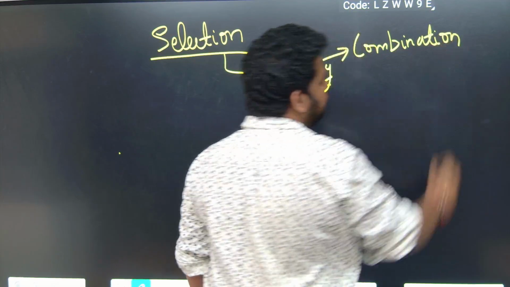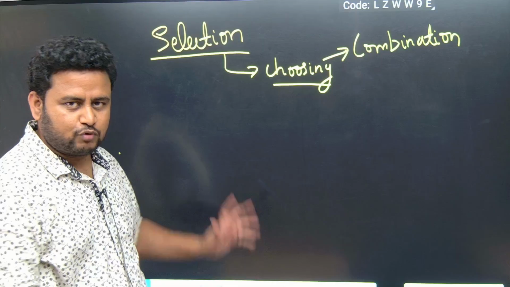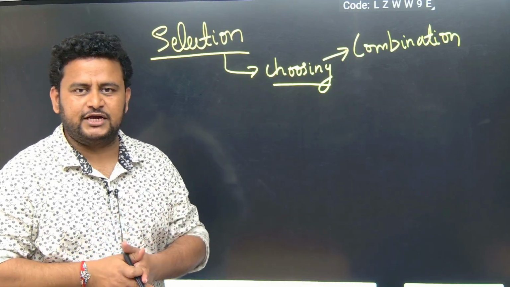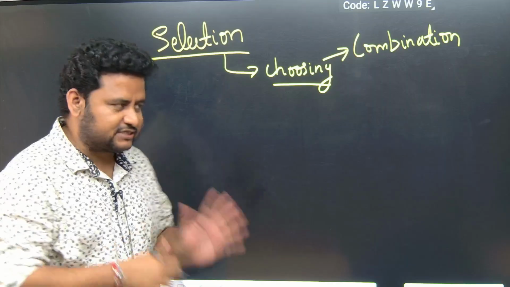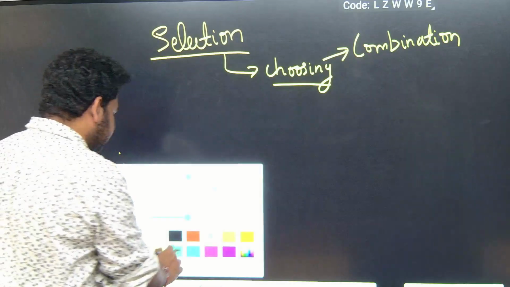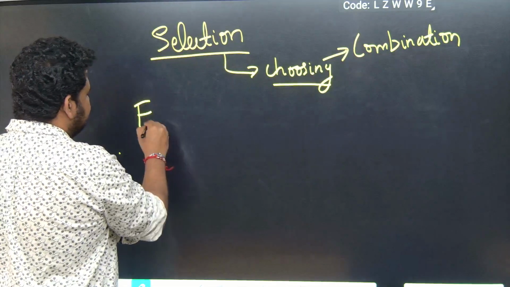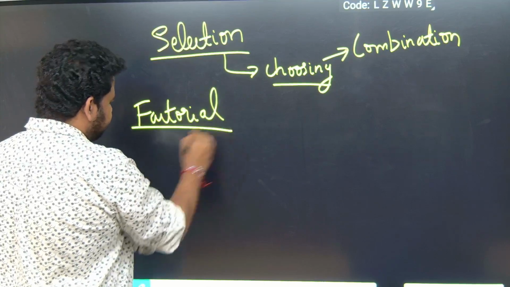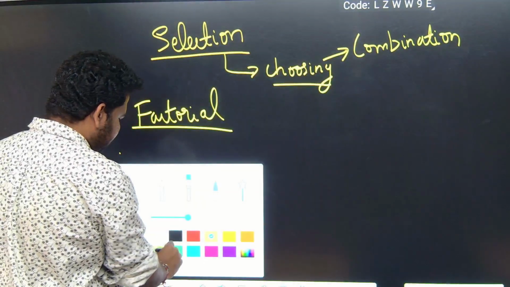But before going to combination or selection, there is one more important concept under selection itself, which you have to learn, which most of you already know or you might have forgotten, but let us revisit again. So what is that concept? That is the concept of factorial. Let us understand what a factorial is.